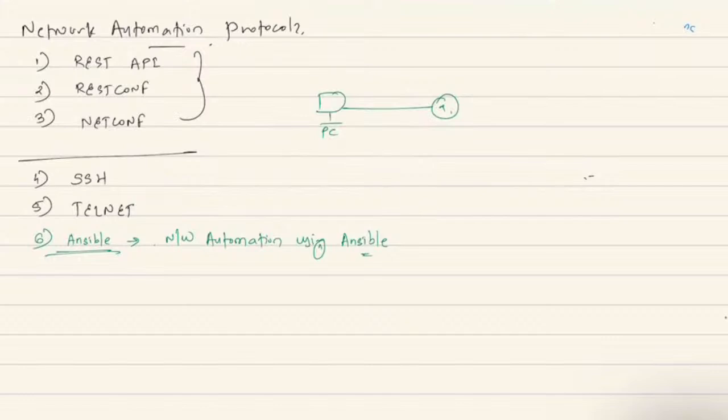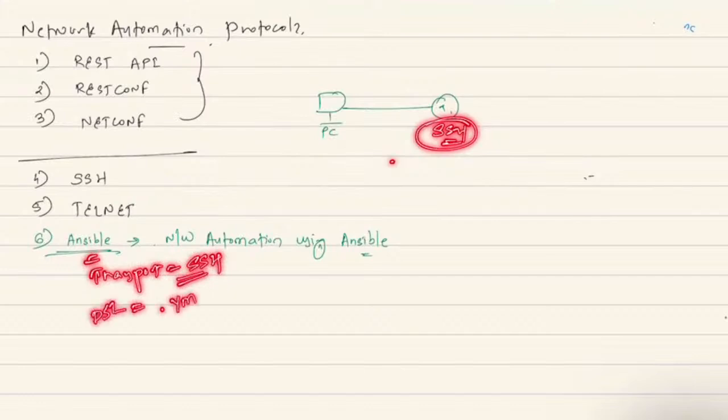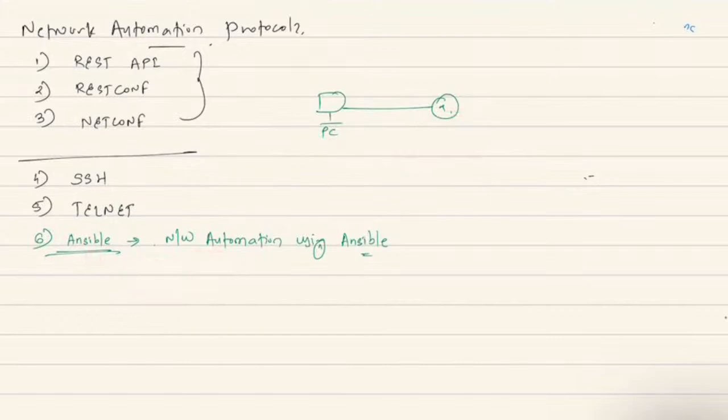So your end device, your network infrastructure, just should have SSH enabled, because Ansible uses SSH as its transport protocol, and the data structuring language that it uses is something called YAML. So YAML is another data structuring language that has been introduced with Ansible, and guess what, it gives you the flexibility and ability to use structured data in the easiest way possible.